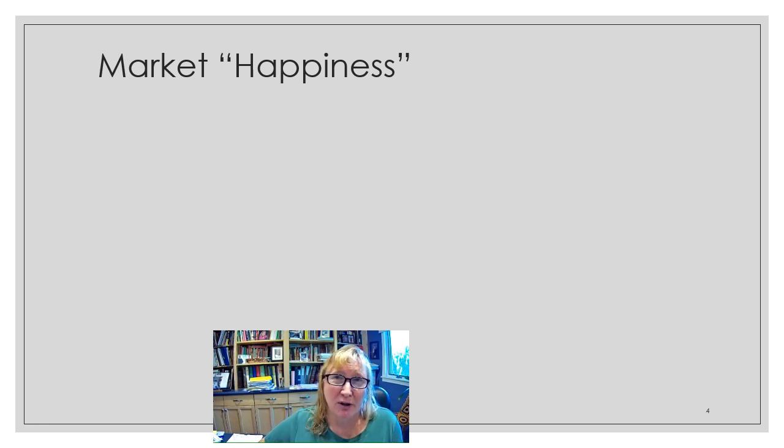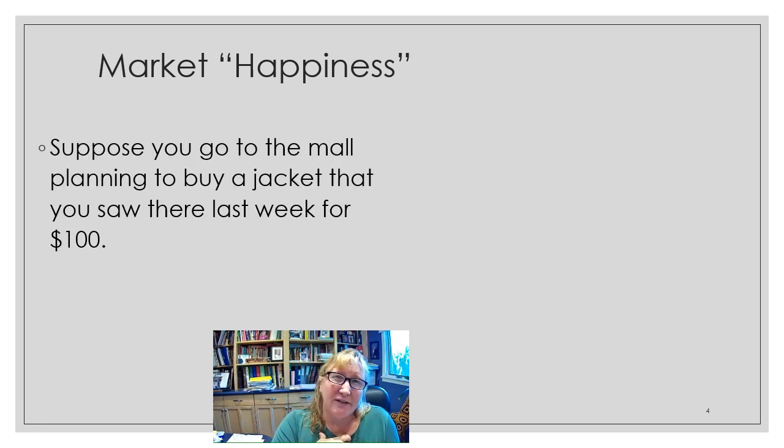Now, measuring market happiness. This is one of those really kooky concepts that comes out of the 1920s, and economics during the 1920s was very much in ivory towers, if you will. And so they came up with a lot of strange ideas. When we talk about personal happiness, we talk about utility, and when we talk about market happiness, we talk about surplus. To explain this, let's suppose you were going to the mall to buy a jacket that you saw there last week for $100.